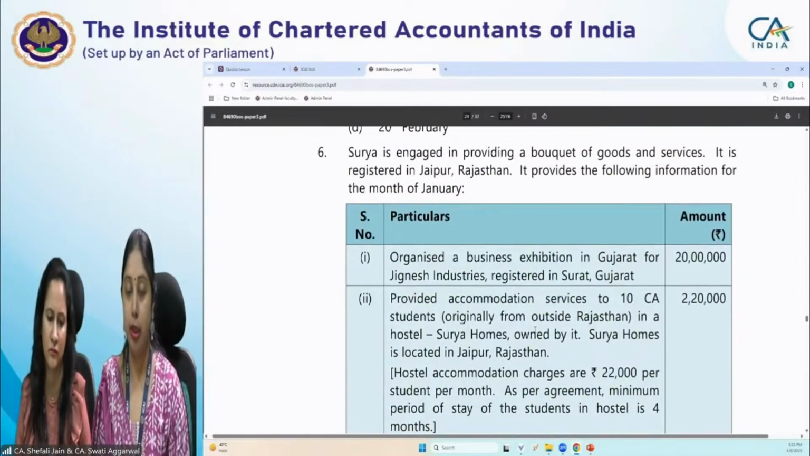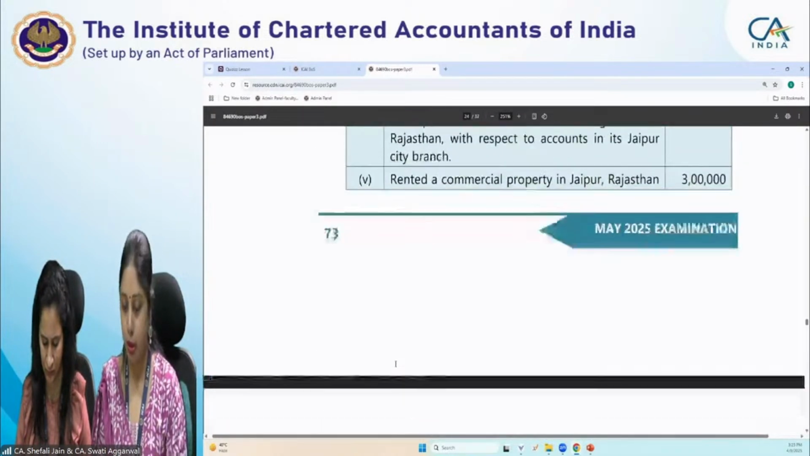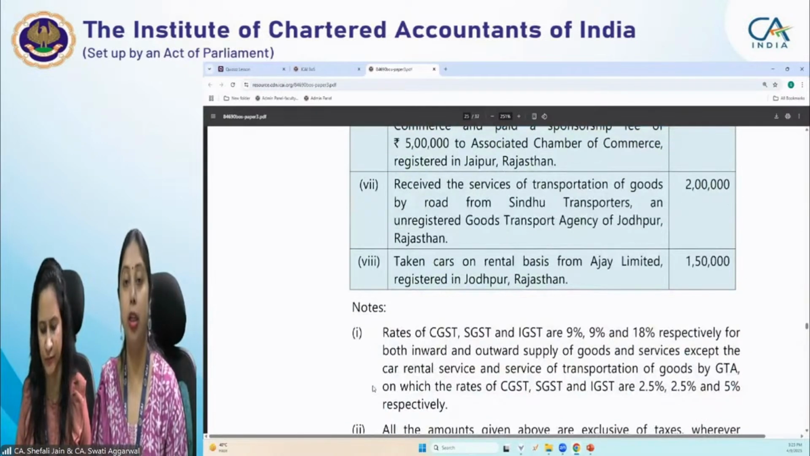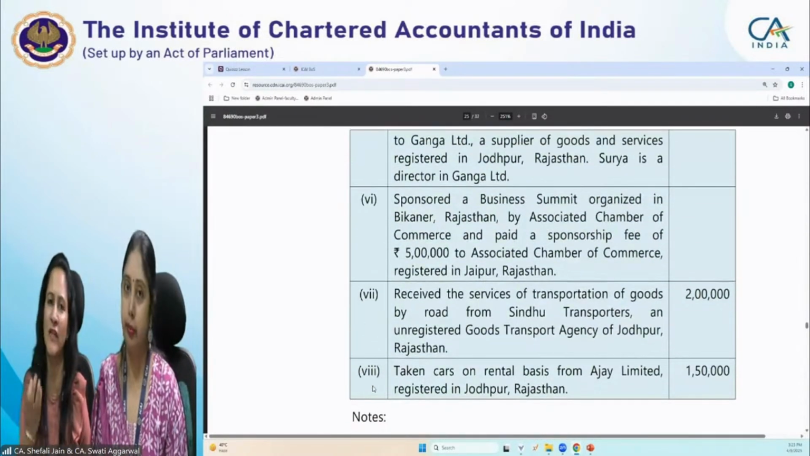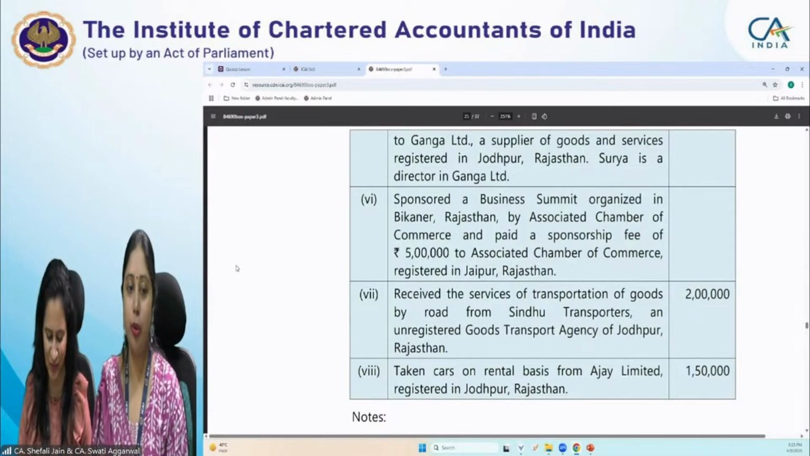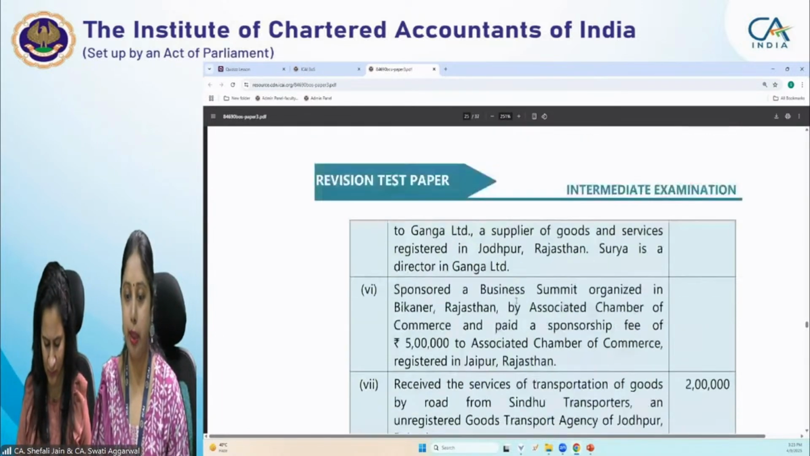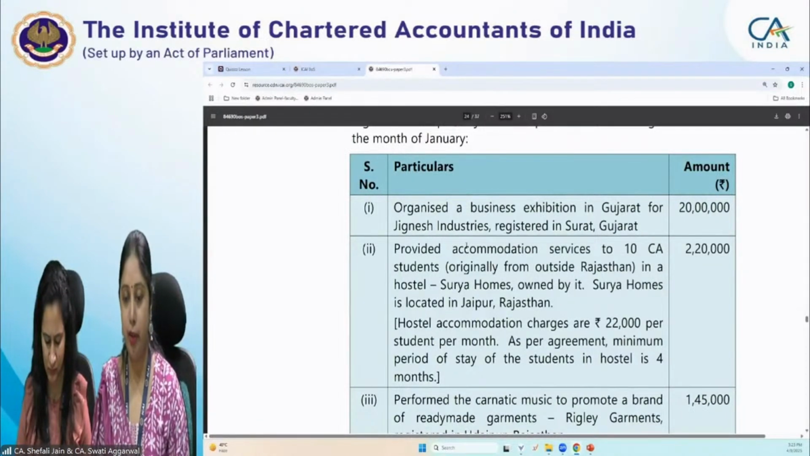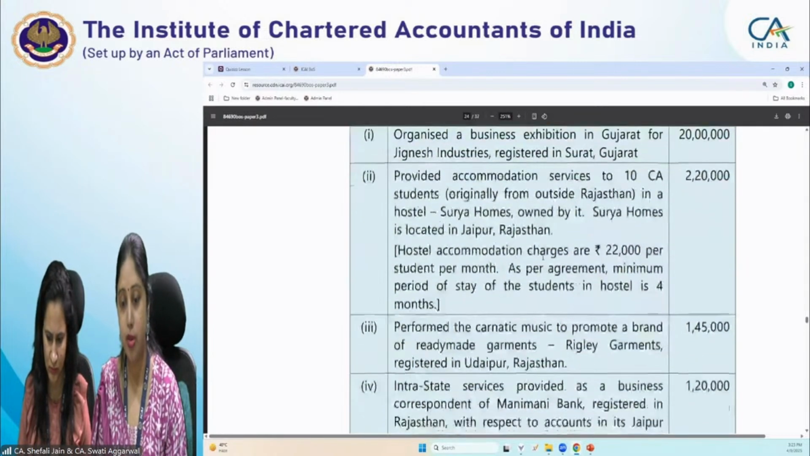In this question, how many supplies are there? We have got 8 supplies, 8 transactions. Now you yourself have to determine whether they are inward or outward. One of the questions we have asked is just to make this concept clear. We'll quickly go through 5 transactions because we want to ask one question regarding this. He has organized a business exhibition in Gujarat. He has provided accommodation services to CA students.